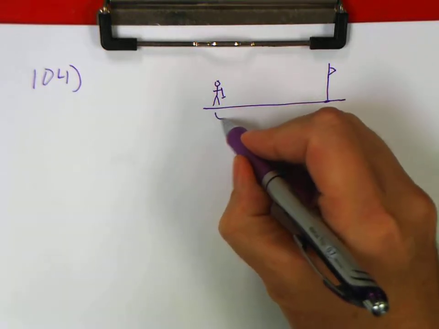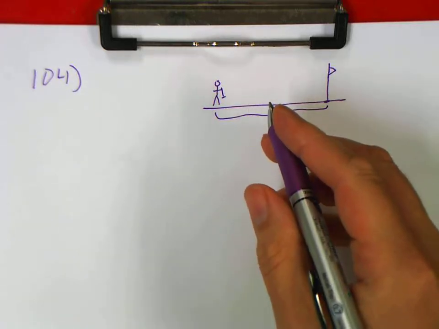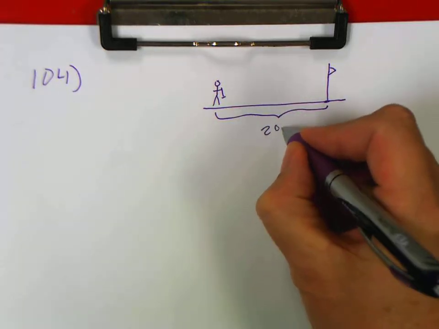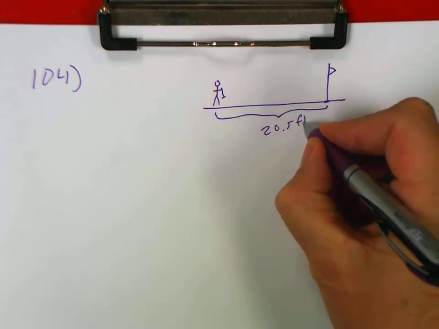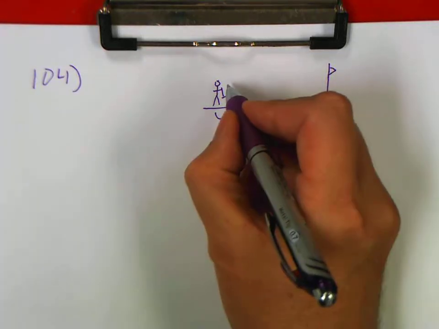And from you over to the hole is 20.5 feet, which we don't like to leave in feet. We're going to have to change that to meters. When you hit the ball, you're giving it an initial speed of 1.75 meters per second.